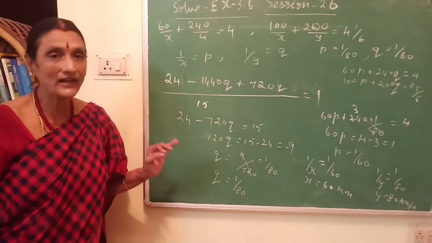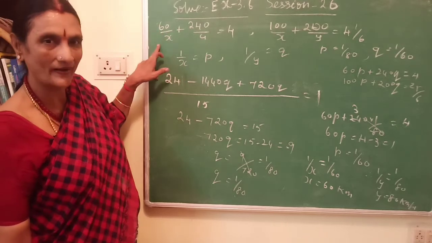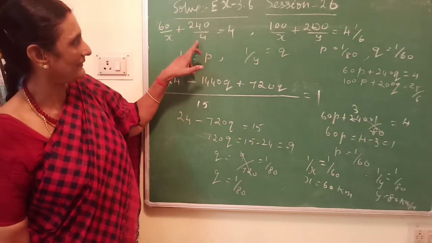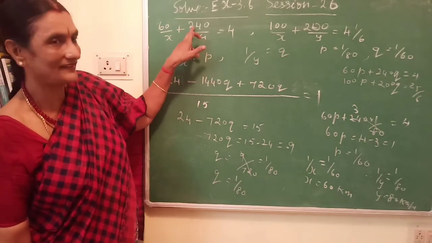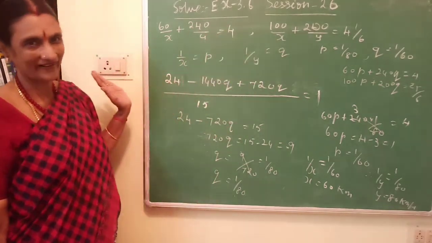Now, how do we know the answer is right? Now 60 divided by 60, that is 1. 240 divided by y, y is equal to 80, that is 3. So 3 plus 1 is 4. Correct. Your answer is right.